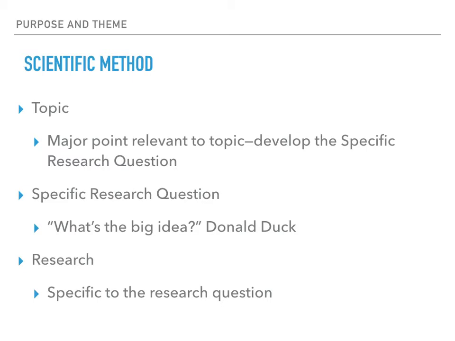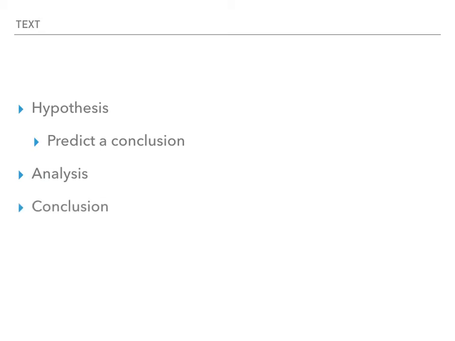All of your research should be specific to your research question. Don't waste time researching something that's not related to your research question unless it somehow will inform that particular research question. Out of all of your research, you're going to develop a hypothesis. Now, your hypothesis is basically where you predict a conclusion. I expect all of my research to lead me to this conclusion. After you do that, you're going to want to look at all of your research and start to think about and make conclusions about your research.